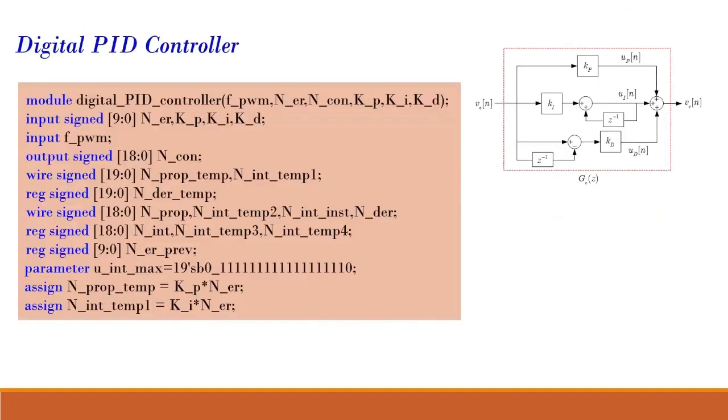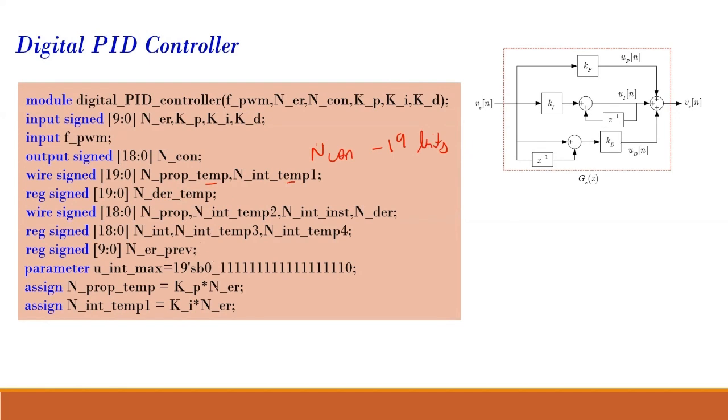So now for the PID controller. Here the actual resizing, etc., will be done. I have defined my NCON to be of 19 bits. My N proportional temp is of 20 bits. All these we will go through.